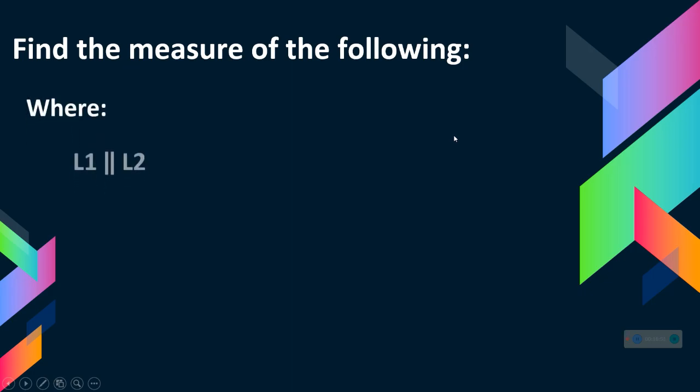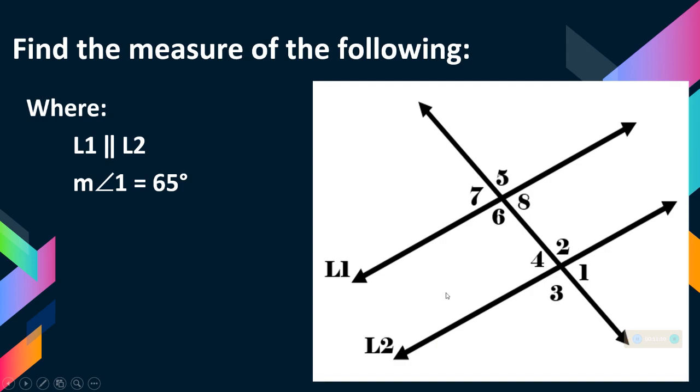So let's have a quite complicated example here, where line 1 is parallel to line 2 and the measure of angle 1 is 65 degrees. Okay? So again, the measure of this angle is 65 degrees. So what will be the measure of angle 5? Okay, that's correct. We have here 115. Why? Because the relationship of angle 5 with angle 1 is, yes, same side exterior angle. So they are supplementary.